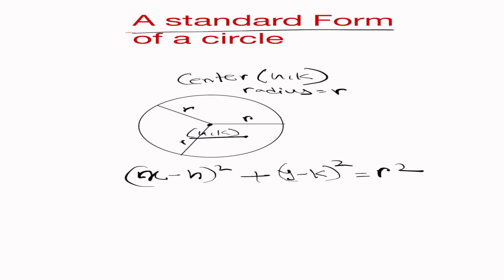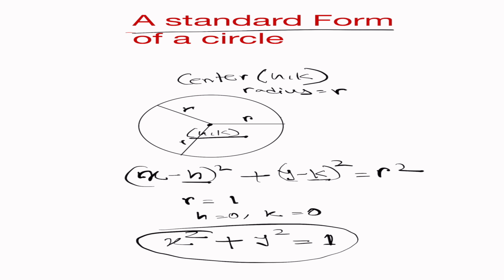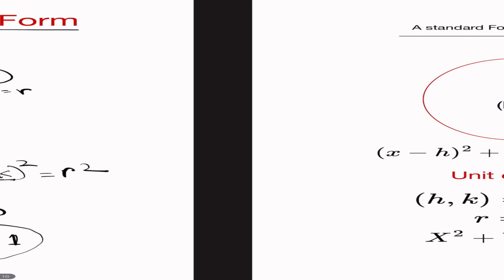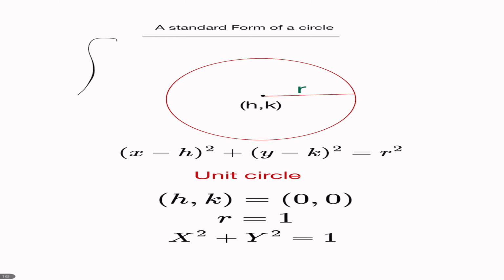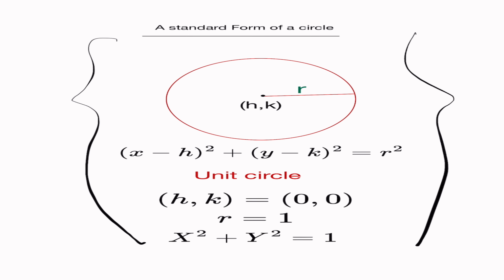Now, in a special case, when the radius is simply 1 and the center has h equals 0, k equals 0, then it's called the unit circle, and the equation will be, since h is 0, simply x squared plus y squared, since k is 0, equals 1. This is the equation for our unit circle. I wrote it down here clearly so that you can have a clear look at it, right?